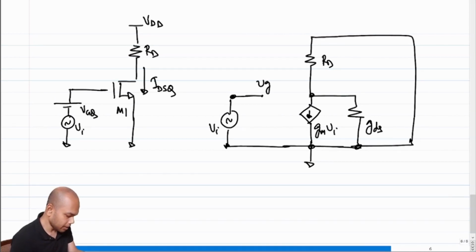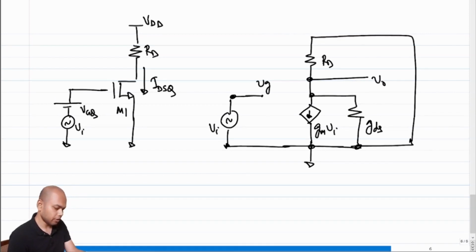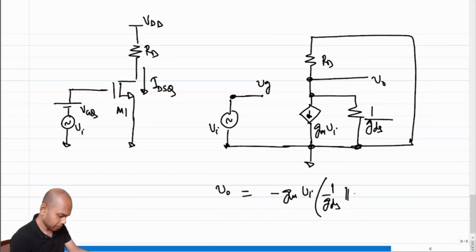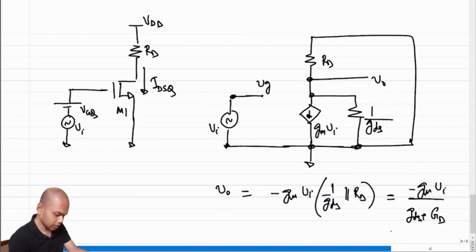So what do you think will be the output? What do you think will be V naught over Vi? Clearly RD and GDS, or in this case I should say 1 over GDS, because we are talking about a resistance here. So RD and 1 over GDS come in parallel. So essentially your V naught becomes minus Gm times Vi times 1 over GDS parallel RD, correct? Which can also be represented as minus Gm times Vi by GDS plus G.